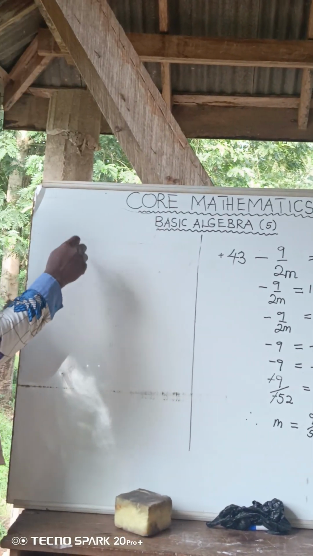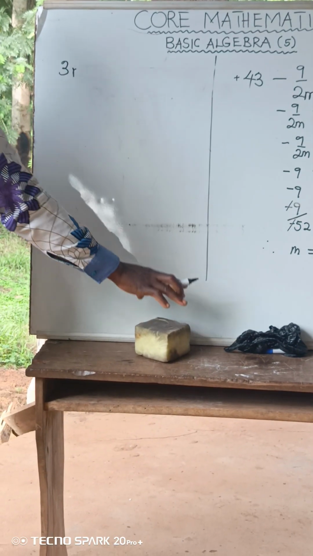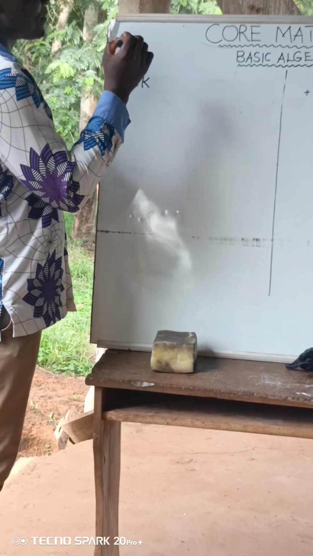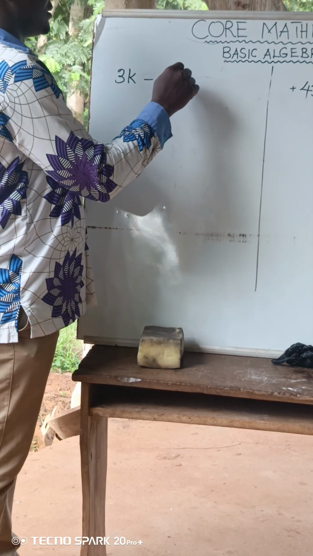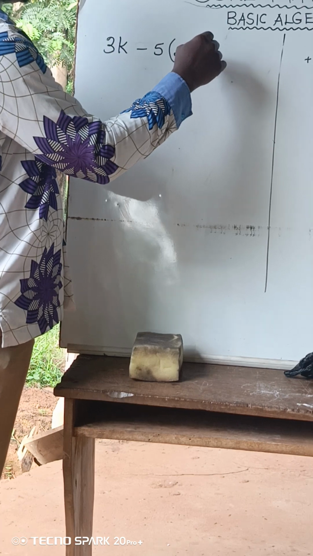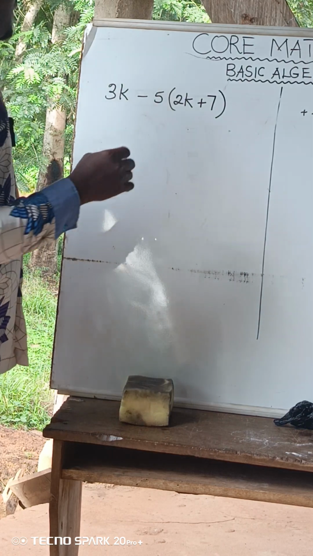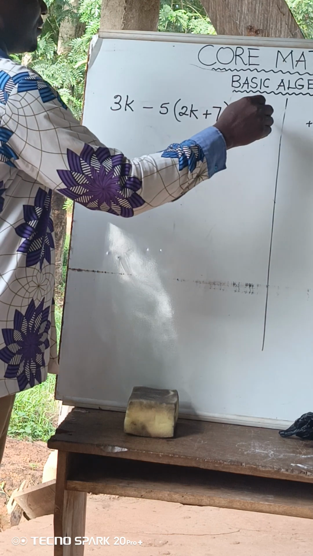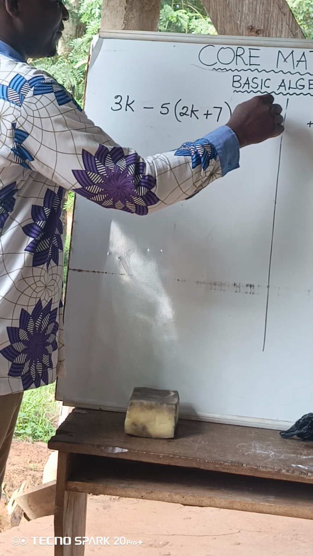Maybe you have something like 3r. Now I've used r already. Maybe let me change it. 3k minus 5 into bracket 2k plus 7, then equals to, let's say, 35, for example.